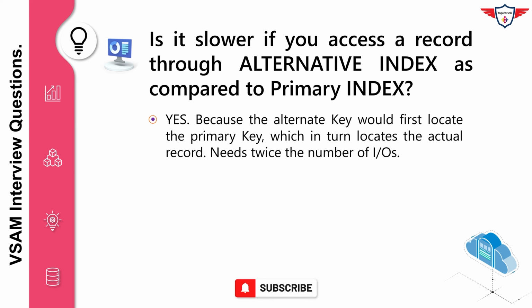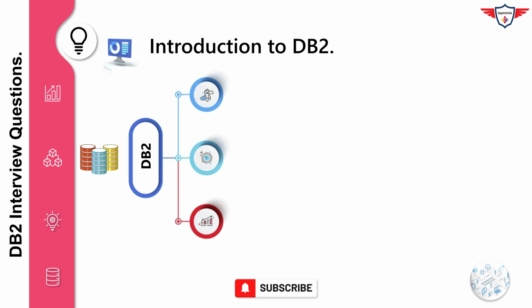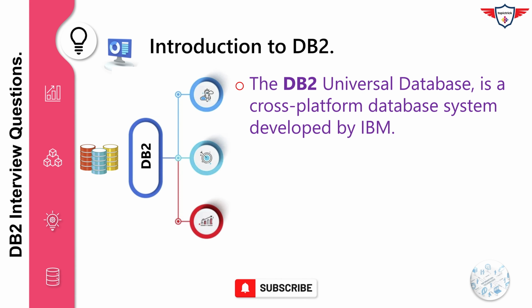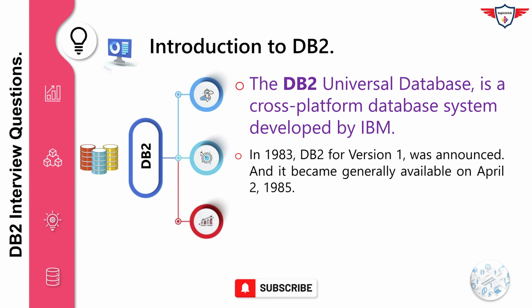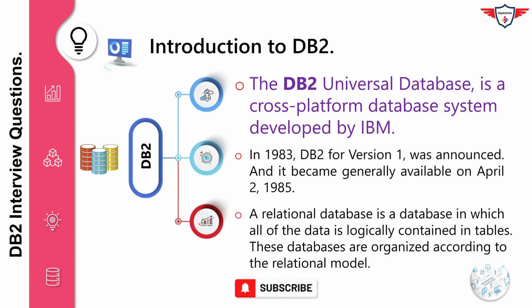Let's get started with DB2 Interview Questions and Answers. DB2 for z/OS is a relational database management system that runs on the mainframe. It is a cross-platform database system developed by IBM. In 1983, DB2 version 1 was announced, and it became generally available on April 2, 1985.